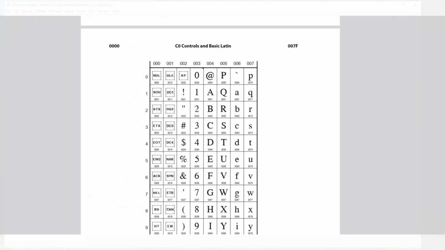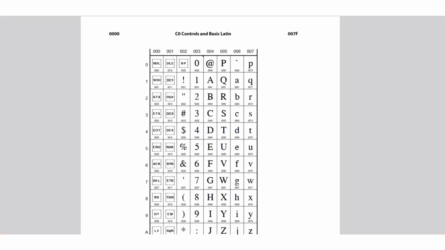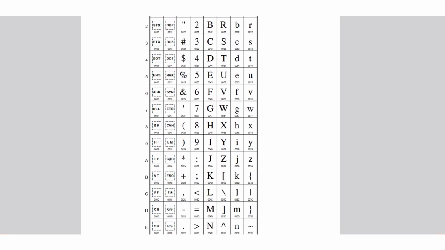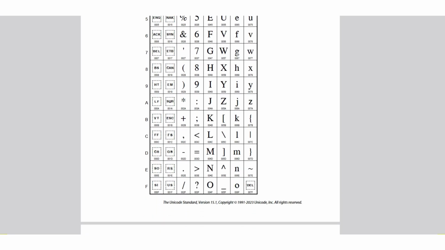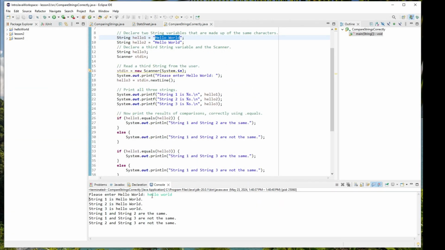Now, because uppercase and lowercase letters are different characters, if I type hello world at the prompt in all lowercase letters, let me do that. Now it's saying that string 3 is not the same, because it isn't. If we want to, we can use dot equalsIgnoreCase instead of dot equals, and that will consider uppercase and lowercase letters to be the same. So uppercase A and lowercase a will be considered the same, for example. I'm going to copy the three comparisons and replace them with dot equalsIgnoreCase. So we'll still have our originals, but we'll have comparisons that ignore case too.